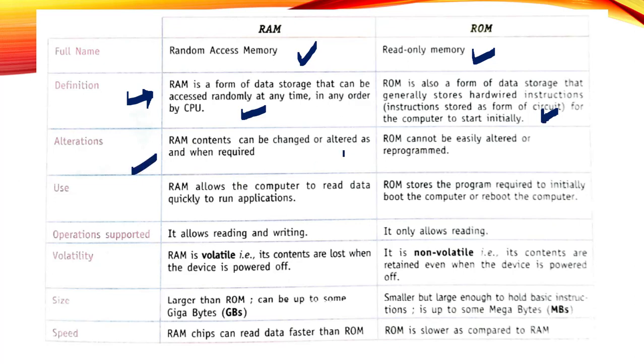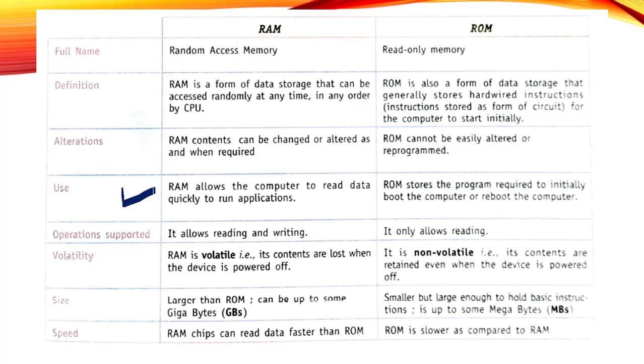Then next we have their alterations. RAM contents can be changed or altered as and when required. So whenever we open a document, the data of that document is generally stored in the RAM. It means the data of RAM can be changed, deleted, or altered. But with ROM it is not possible. ROM cannot be easily altered or reprogrammed. So it is not possible for us to reprogram a ROM. We have to use some other special type of ROMs for that.